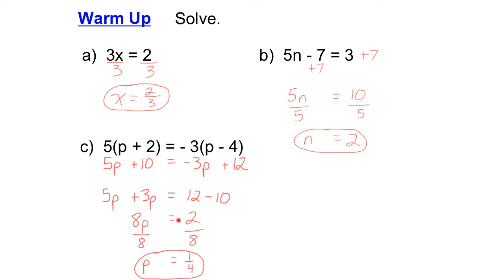So 8p equals 2. Divide both sides by 8 to get p by itself. 2 divided by 8, well, that's a fraction. We can put that in lowest terms. 2/8 is 1/4, so p is 1/4.